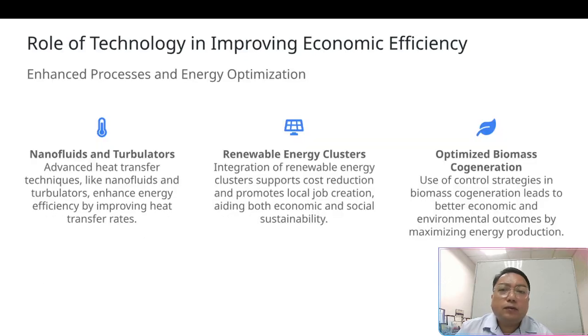Role of technology in improving economic efficiency. These are the things that researchers at university level do this kind of research on. Advanced heat transfer techniques like nanofluid interpolators enhance energy efficiency by improving heat transfer rates. Renewable energy cluster integration supports cost reduction and promotes local job creation. And optimized biomass cogeneration: use of control strategy in biomass cogeneration leads to better economic and environmental outcomes by maximizing energy production.